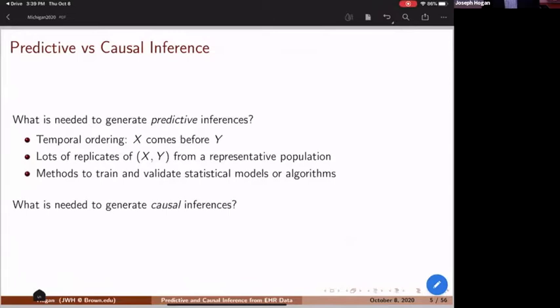So to generate predictive inferences, typically we like to see, for example, X should come before Y. Then we get lots of replicates of X and Y from some representative population, and we can use methods to train and validate some sort of algorithms. But what about causal inferences?